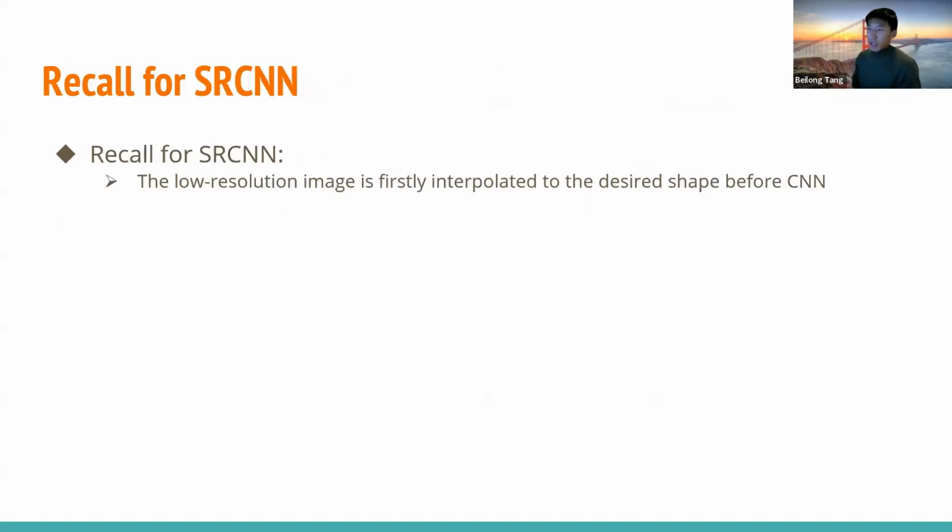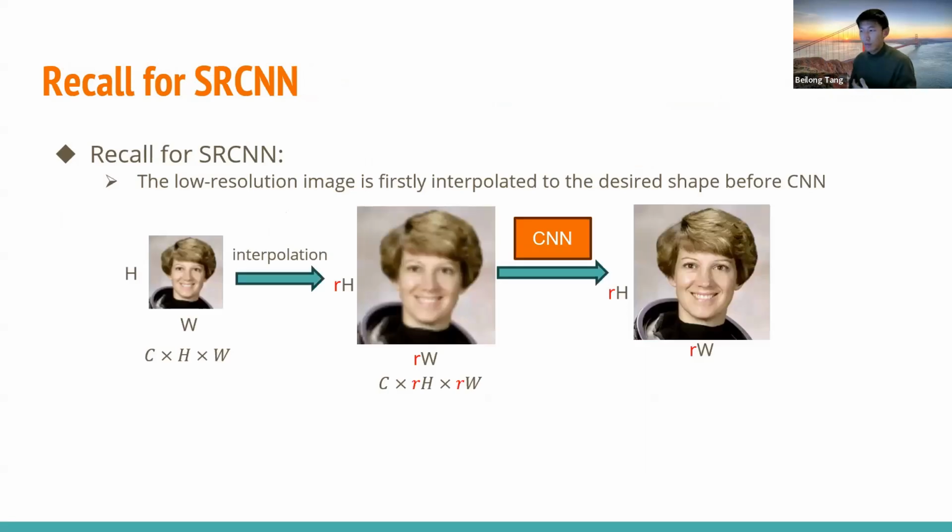Okay, then for the SRCNN, like I mentioned, the low resolution image is first interpolated to the desired shape before the CNN. What it does is, imagine we have low resolution data of shape C times H times W. We first do interpolation to get our desired shape of the high resolution data, for example, C times RH times RW, where R is a scaling factor. Then we feed the image into the convolutional neural network and it produces the output. The output will have the same shape, C times RH times RW.